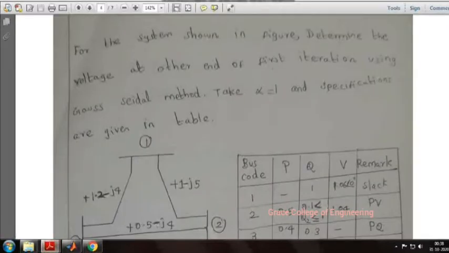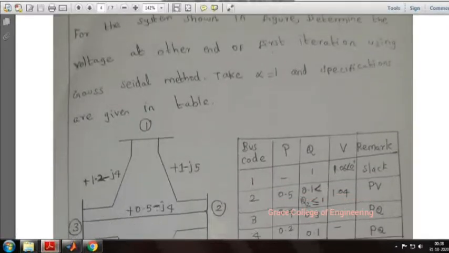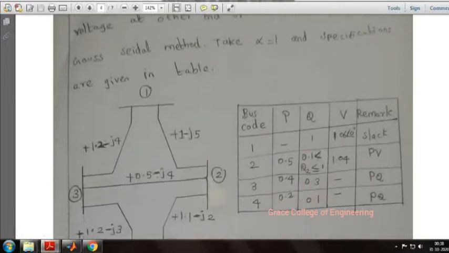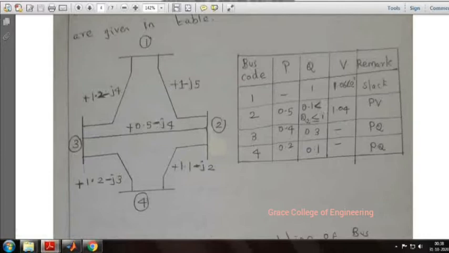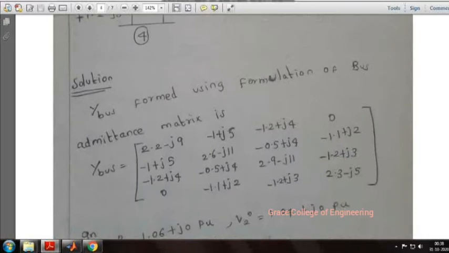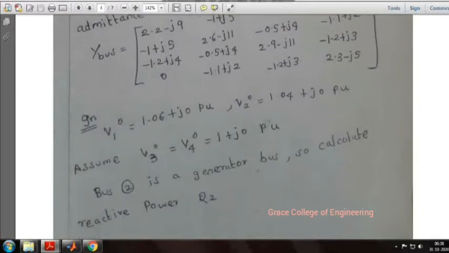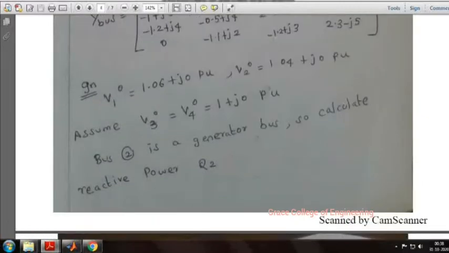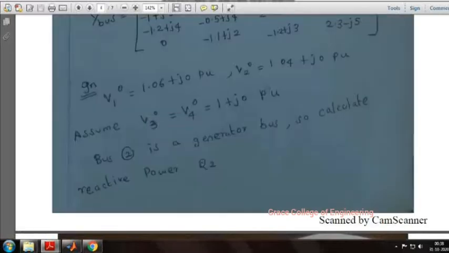Here is the problem. They have given the data for different buses, and they have given the bus type as slack bus, PV bus, PQ bus, and we have formed the Y bus. We have already seen the exercises before that. Here they have given V1, V2, and we have assumed V3 and V4.